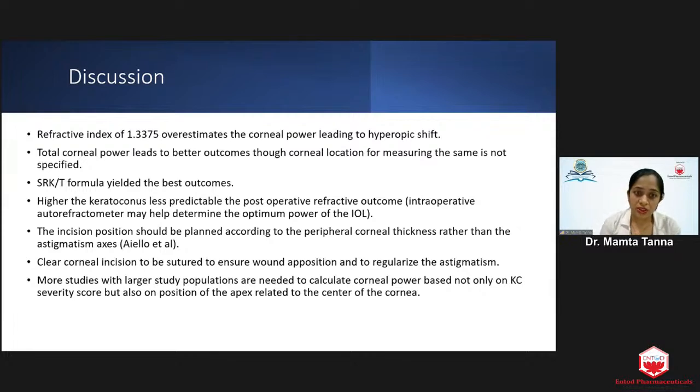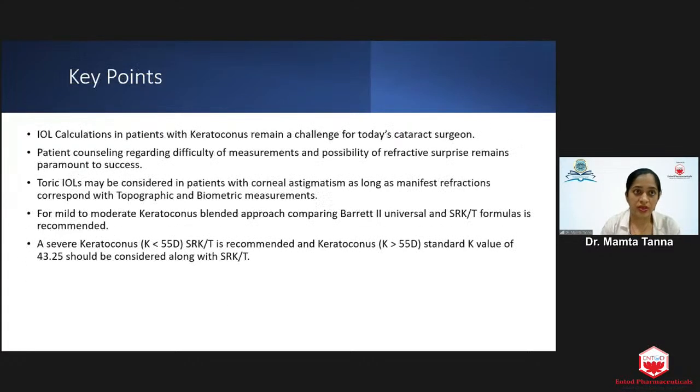More studies with larger study population are needed to calculate corneal power based on not only keratoconus severity score, but also on position of the apex related to the center of the cornea. Key points: IOL calculation in patients with keratoconus remain a challenge for today's cataract surgeon. Patient counseling regarding difficulty of measurements and possibility of refractive surprise remains paramount to success.